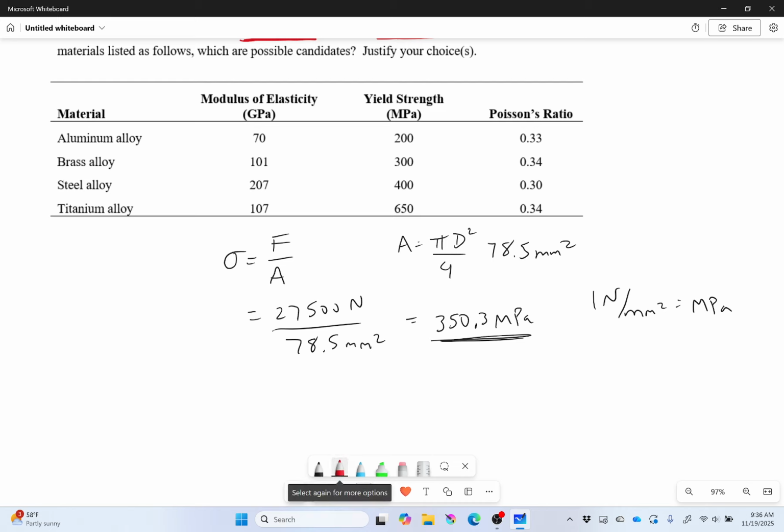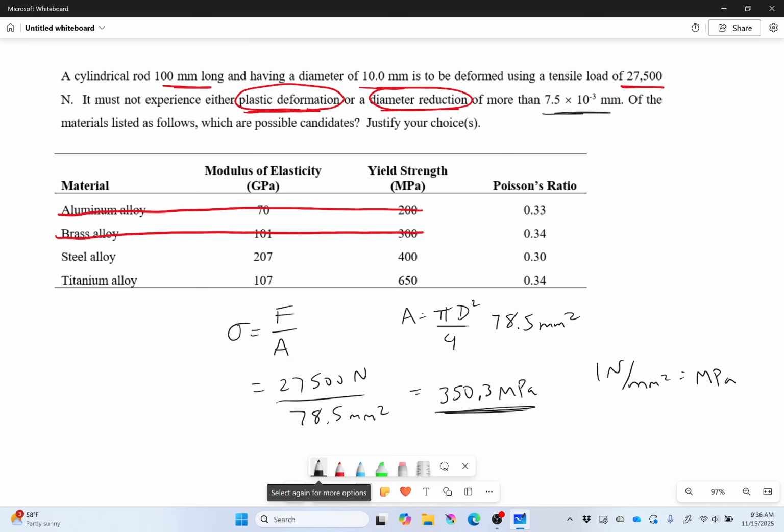So that means that aluminum with 200 is out. Brass with 300 is out. Steel and titanium, you are still possibilities. So now we have to move into figuring out the diameter reduction. Does either one of these have, or both, I mean, it doesn't mean any of these materials are going to work, but does either of these have a diameter reduction less than that 7.5 times 10 to the negative third millimeters?